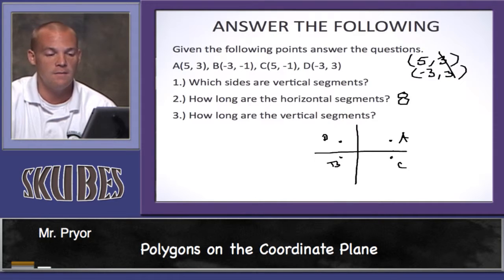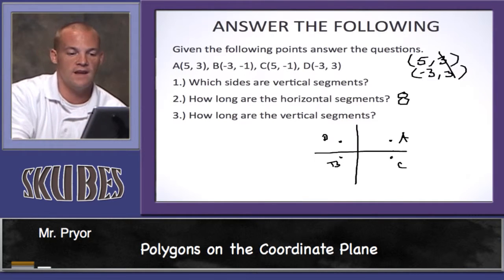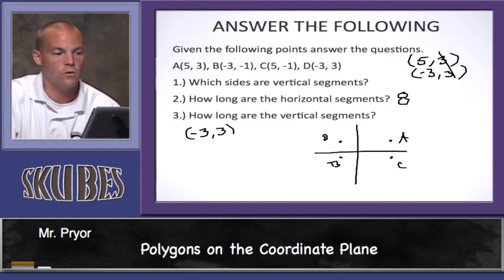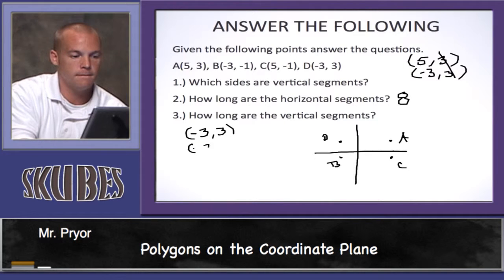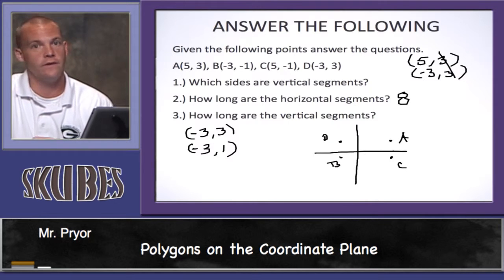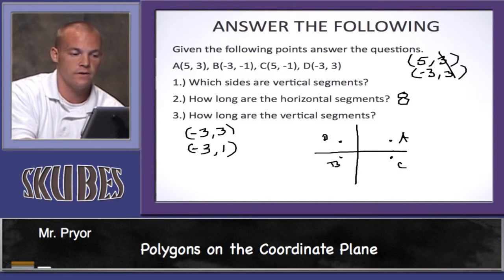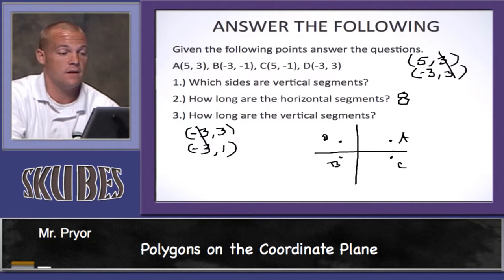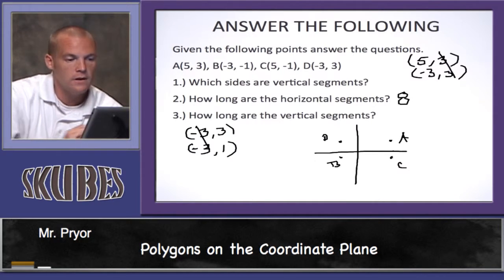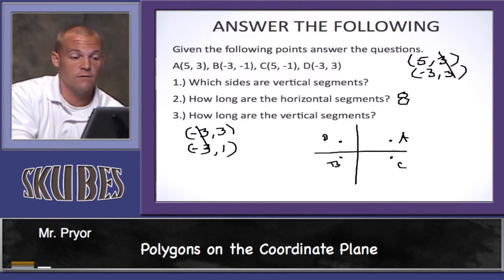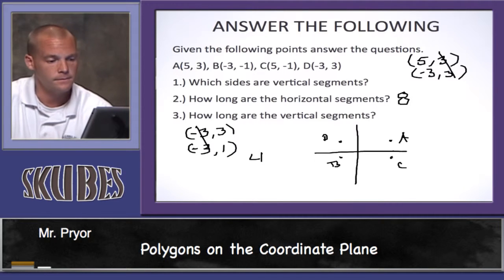How long are the vertical segments? We'll do the same thing. Let's do D and B. Coordinate D is -3, 3. Coordinate B is -3, -1. Which of those coordinates is alike? Are they in the same quadrant? No. The like coordinates are -3. So we're going to add... I think I put 1 there. Yes, I'm sorry. We're going to add the y coordinates in this case, which is 3 and 1, and you'll see that you're going to get 4. All right.